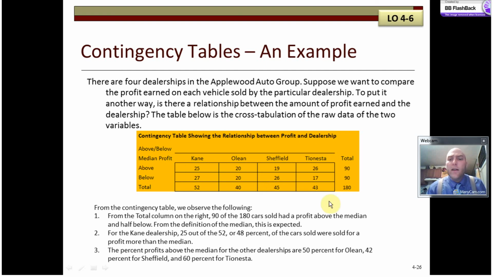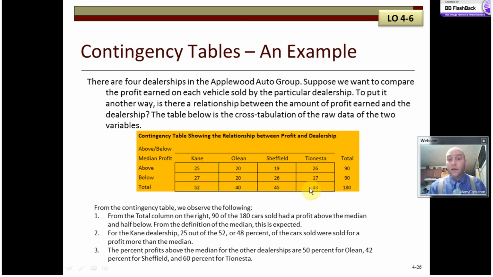But if we compare Sheffield and Tianesta here, we can see that Tianesta is doing something right. They both sell about the same number of vehicles, 45 for Sheffield and 43 for Tianesta. But while they sold 2 fewer vehicles as a whole, they sold 26 vehicles for above the median. Generally speaking, they're doing better than their fellow salespeople at getting the most money per car.